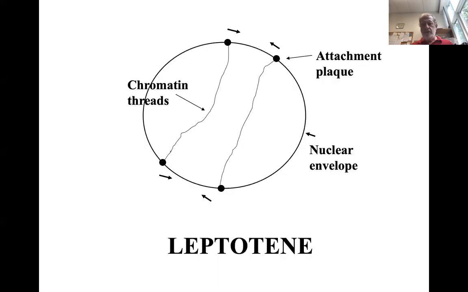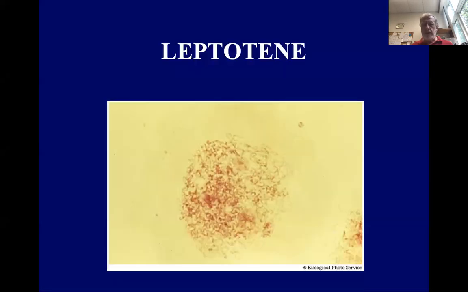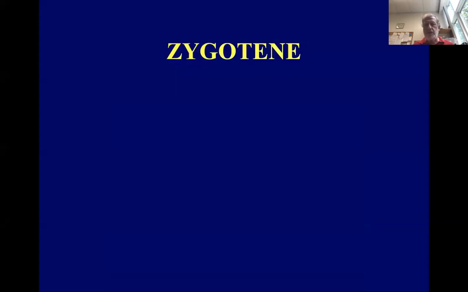And this is one of my crude drawings of how this works, where the circle is the nuclear envelope, the black dots are the attachment plaques, and notice how it's moving this pair of homologs toward one another. What it looks like in a real cell nucleus. The chromatin's beginning to condense and has a spaghetti-like appearance.